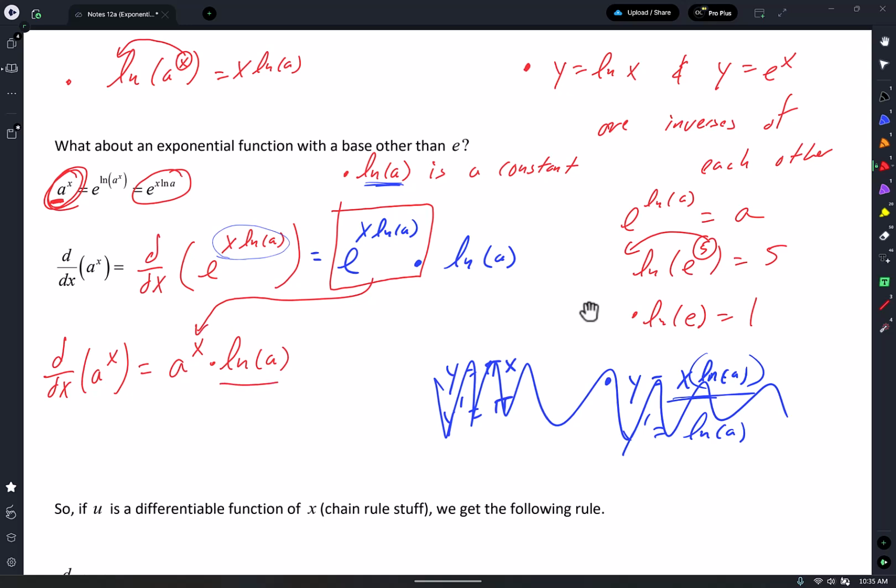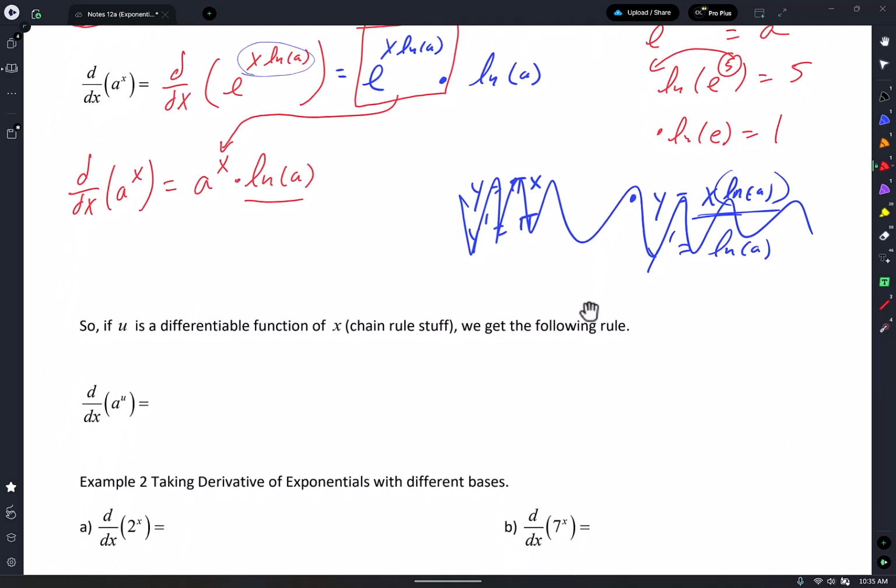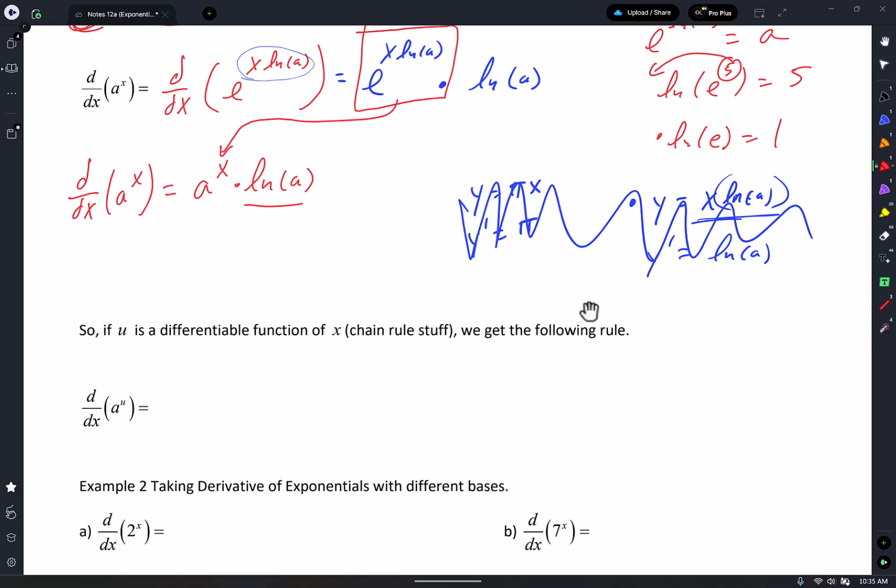And now we got a definition. So what's my definition? Don't worry, we're going to practice. My definition, if I have chain rule, the derivative of a to the u, and u has to be differentiable with respect to x, is going to be itself, a to the u, times what? ln of a, whatever that base is, times chain rule, du dx, derivative of u with respect to x. We're about to practice a whole bunch.